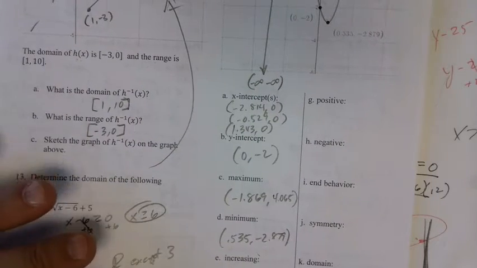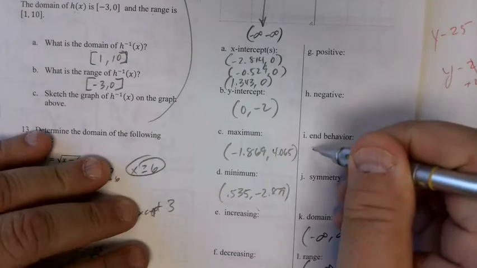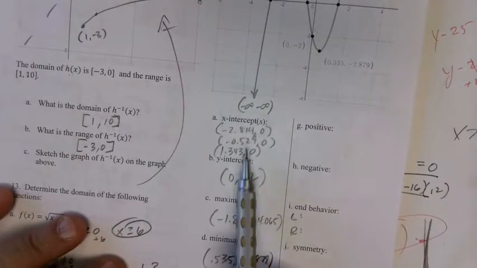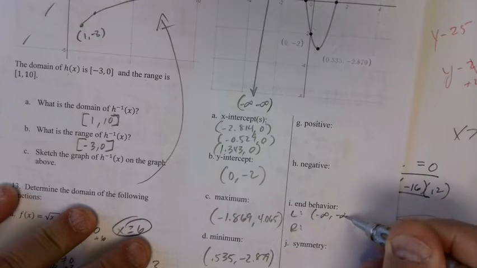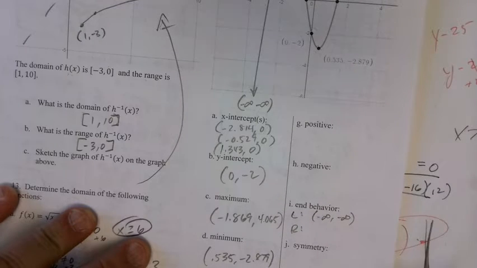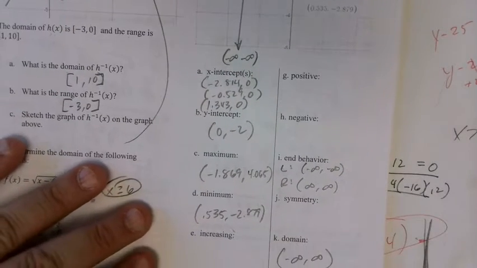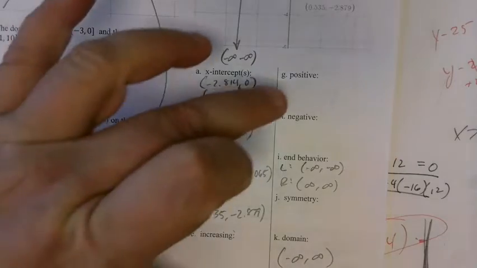Increasing, decreasing, end behavior. Let's do end behavior. I've got two ends, left and right. What's the left end? There's the left end: negative infinity. Guys, you can just do that if it's an ordered pair. Right end: infinity. Cool, good enough. Increasing, decreasing, positive, negative.